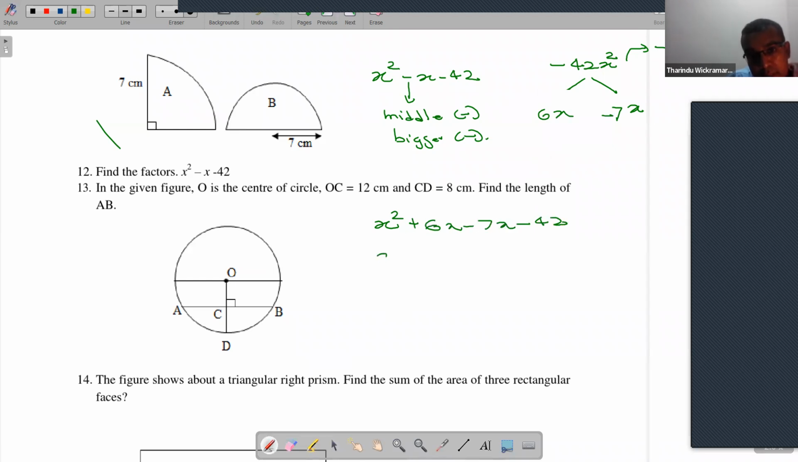In first two terms, x is common. Here 1x remain, here plus x. For the next bracket also, we have to get x. Then we have to take minus 7. Here minus into plus minus. 7 into 6, 42. And then x plus 6, x minus 7.